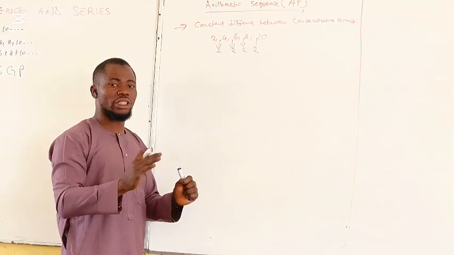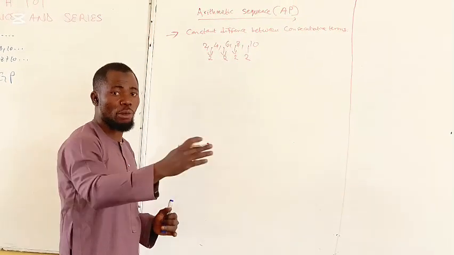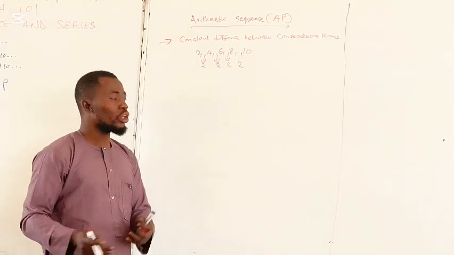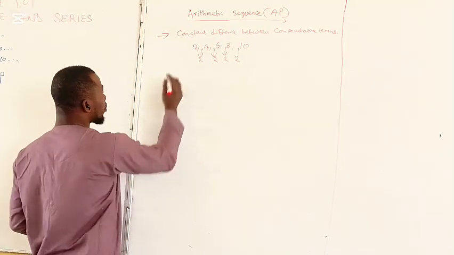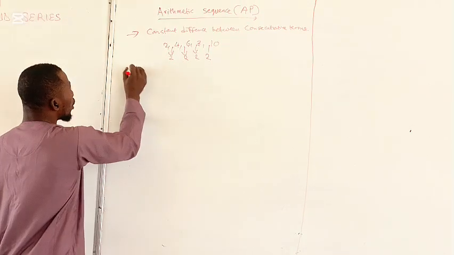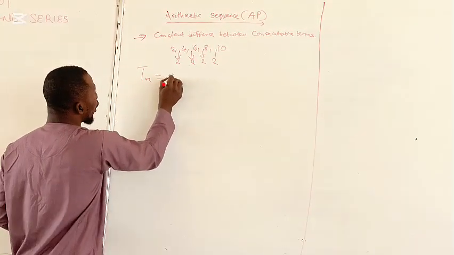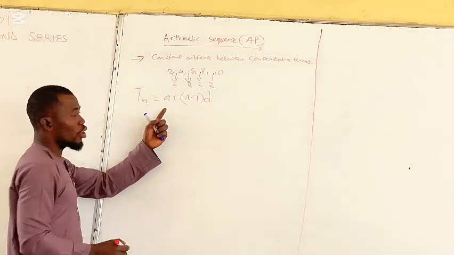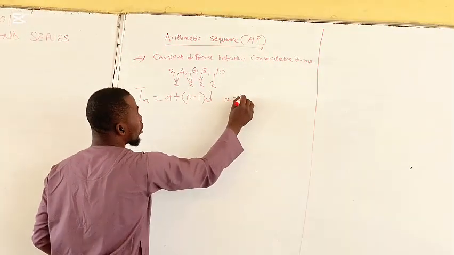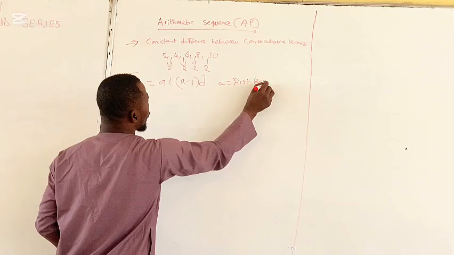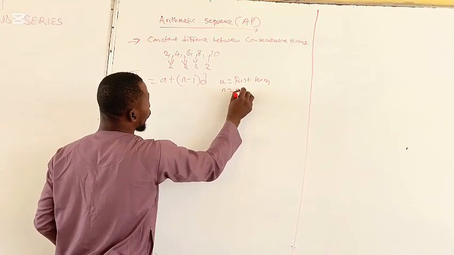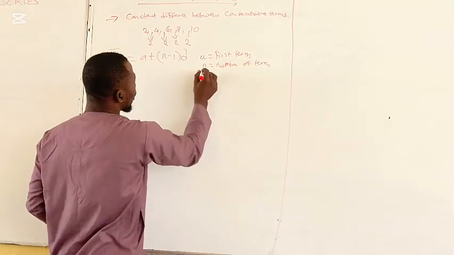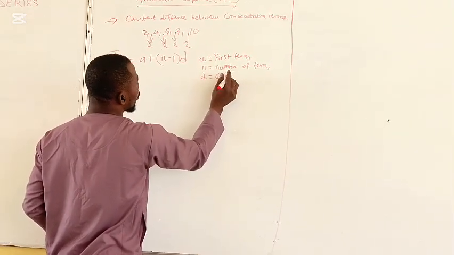There are things you should take note of in arithmetic progression, like the nth term of an arithmetic progression and the sum of an arithmetic progression. Now, moving on to the nth term, it can be calculated using Tn equals a plus n minus 1 multiplied by d, where a is the first term, n is the number of terms, d is the common difference.